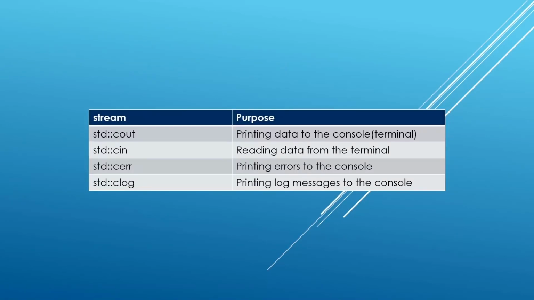What does std::cin do? It does the reverse. It's going to take data out of the program and bring that into the program. So let's look at a few examples using these.